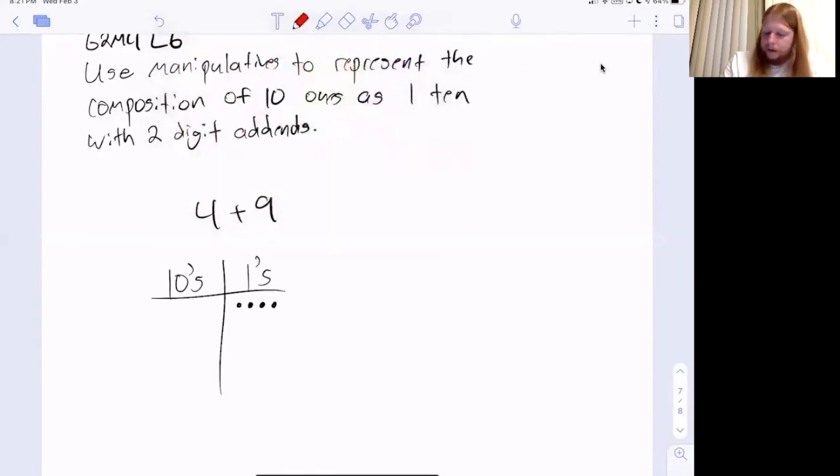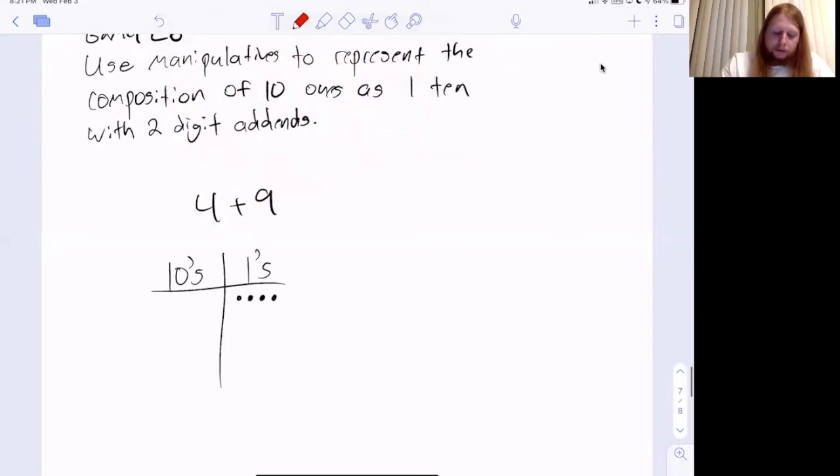And after we have that 4 in the ones place, we're going to now focus on the second number, which is this 9, which I will draw in red just to show which ones are which. So I'm going to draw 9. 1, 2, 3, 4, 5. Notice I'm using the 10 frame style. 6, 7, 8, 9. Right, very good.